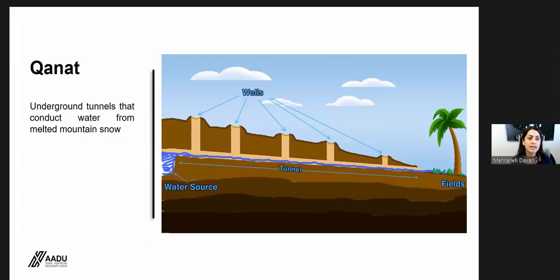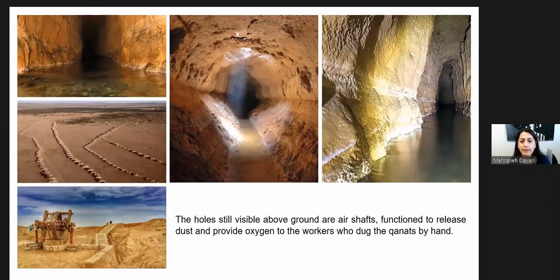Qanat is an ancient Middle Eastern irrigation technique in which a long tunnel is dug into arid land. This is a system for transporting water from water wells to the surface through an underground aqueduct. Next, please. And you can see here that it's an underground tunnel and the water is flowing through it. One picture is a bird's eye view of what's happening at these wells. So this underground tunnel conducts water from melted mountain snow for thousands of miles to the settlement and releases the water into the garden pool. Next, please.